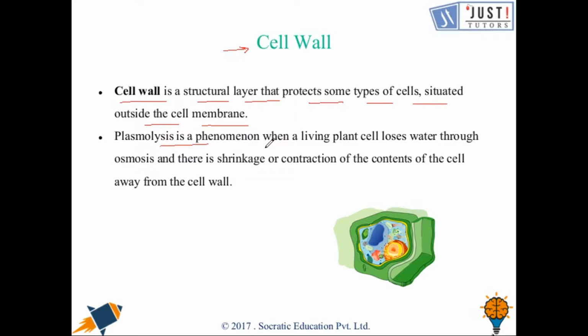Plasmolysis is a phenomenon when a living plant cell loses water through osmosis and there is shrinkage or contraction of the contents of the cell away from the cell wall. They give cells rigidity, strength and offer protection against mechanical stress. In multicellular organisms, they also permit the organisms to build and hold their shape. Cell walls also limit the entry of large molecules that may be toxic to the cell. They further permit the creation of stable osmotic environments.